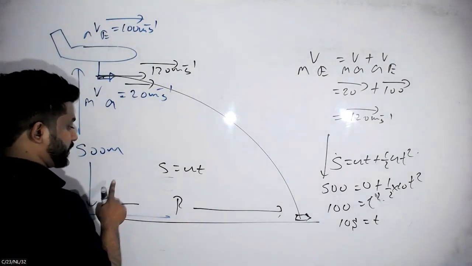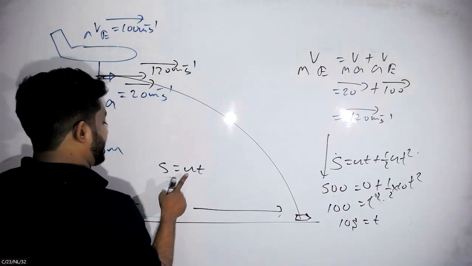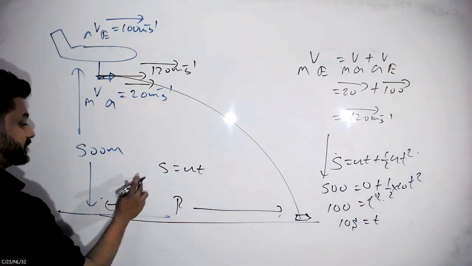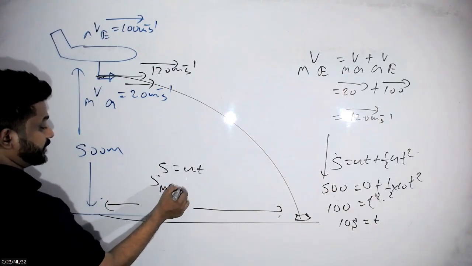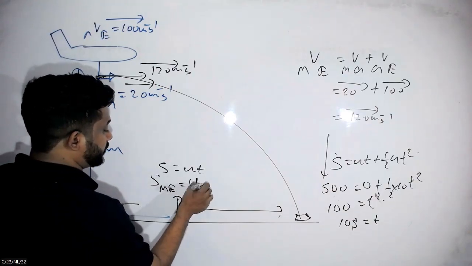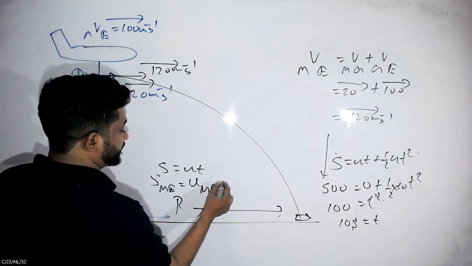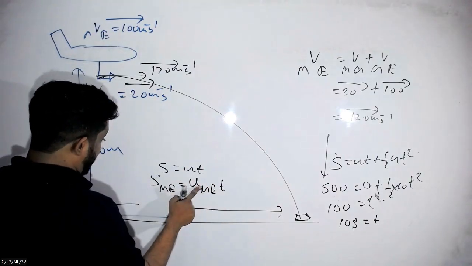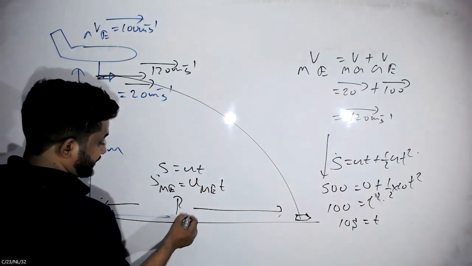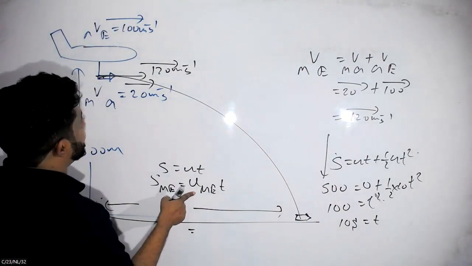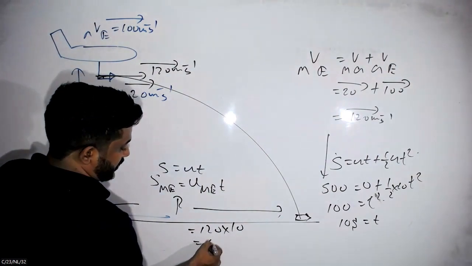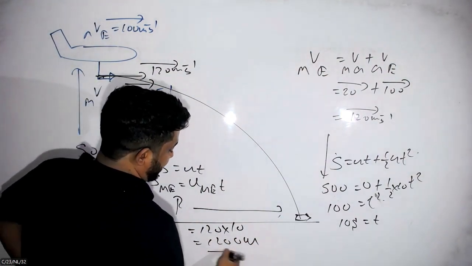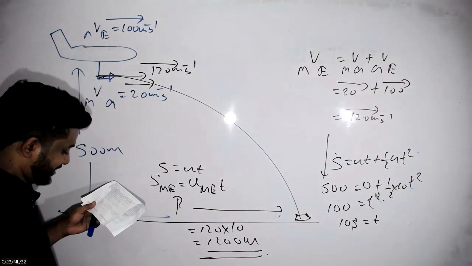Then you can find the horizontal displacement of the missile with respect to Earth. To find it, you need to substitute the velocity of the missile with respect to Earth, not relative to the aircraft. We found the value 120, time taken 10 seconds. 1200 meters. The answer is the third one.